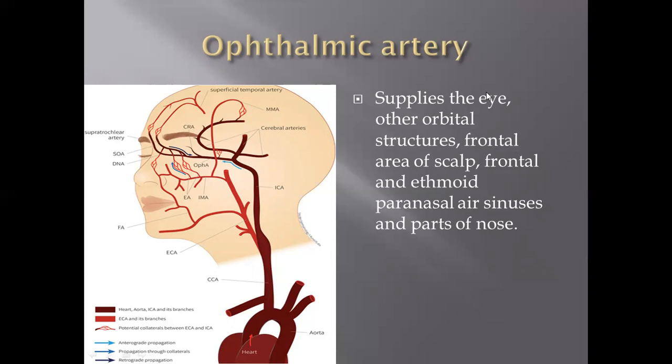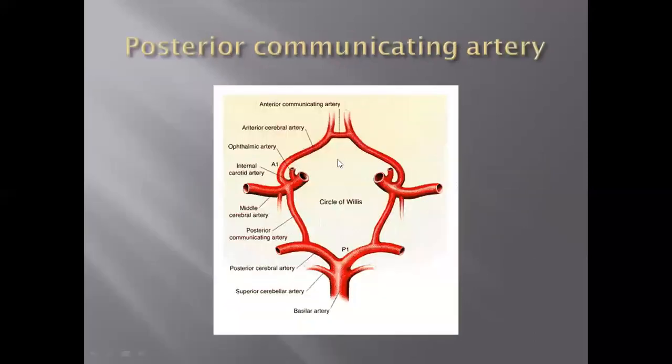It would also supply the scalp. Remember, it was going to give you the supratrochlear and the supraorbital arteries, if you remember the scalp. It was also going to supply ethmoidal sinuses via the anterior and posterior ethmoidal arteries. It was also going to supply the frontal air sinuses. Right. Then there's the posterior communicating artery.